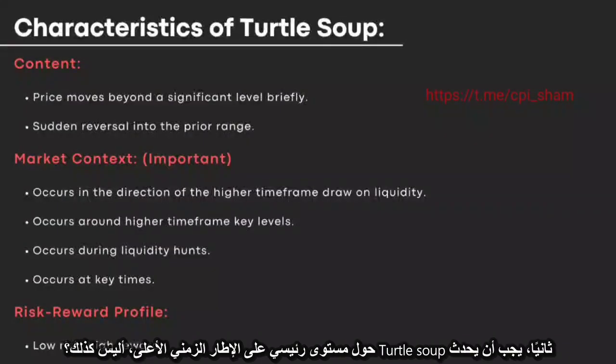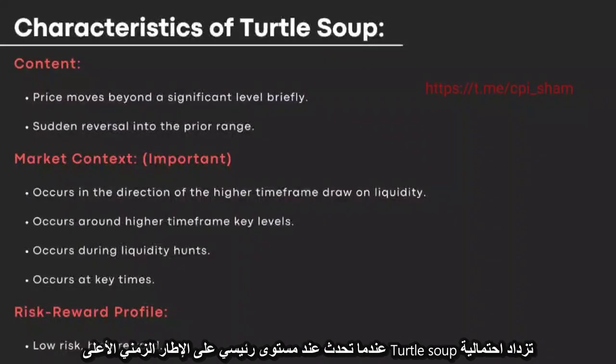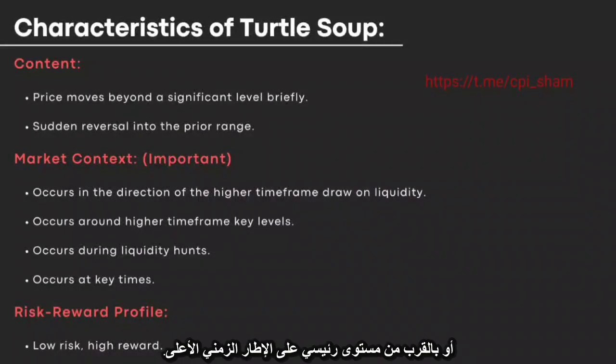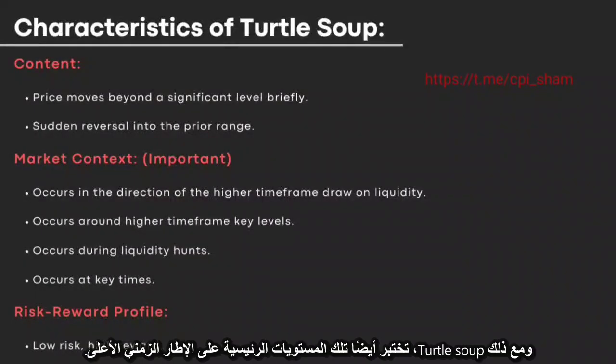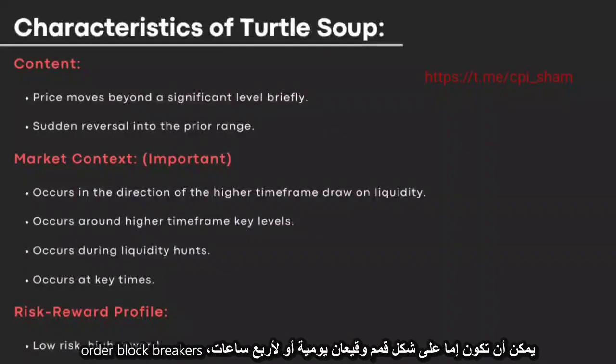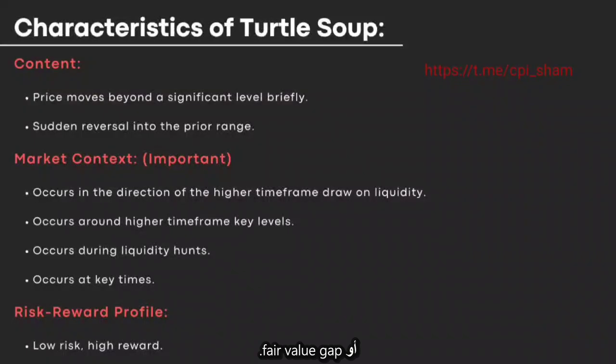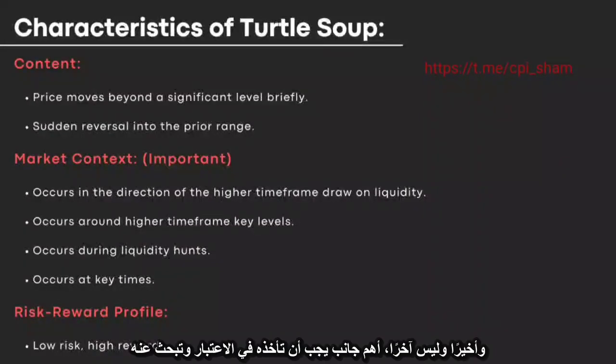Second, turtle soups should occur around higher time frame key levels, right? The probability of a turtle soup increases when they occur at a higher time frame key level or near a higher time frame key level, and with that turtle soup they also test those higher time frame key levels. They could be in the form of daily or 4-hour highs and lows, order block breakers, or fair value gaps, right?